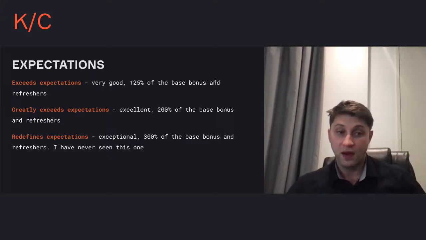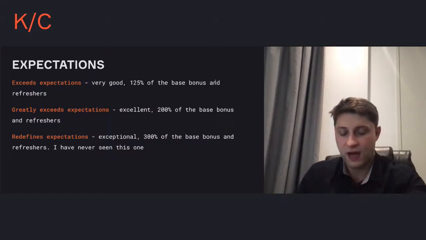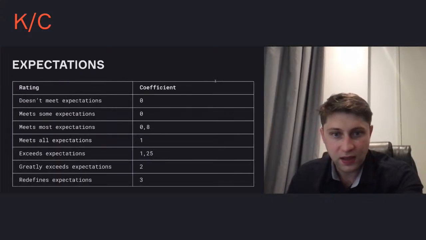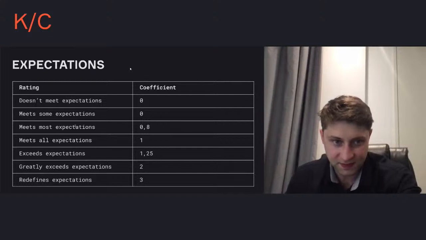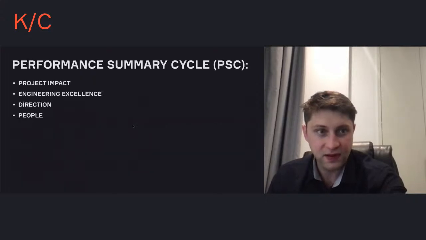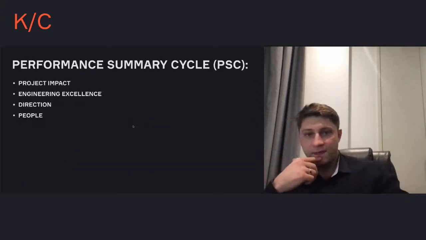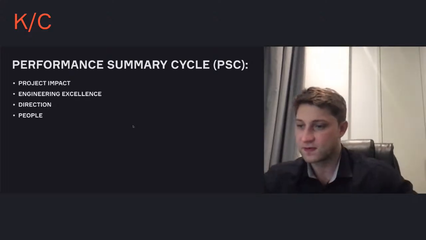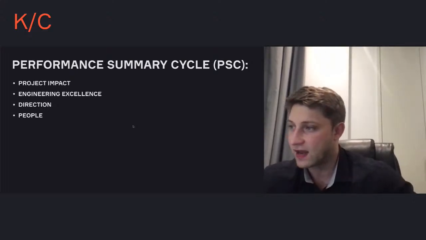In Google, though, the interesting thing is that the terminal level is level 4. So it also affects the dynamic within the company. So now you can have this, and basically you can see in a single table: doesn't meet, meets some, meets most, meets all, exceeds, greatly exceeds, redefines. So if we speak about the performance summary cycle, there are 4 axes that are used to assess someone's performance. And if you're going there, let me check the chat.